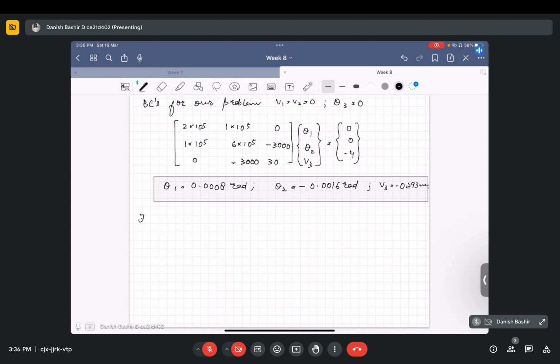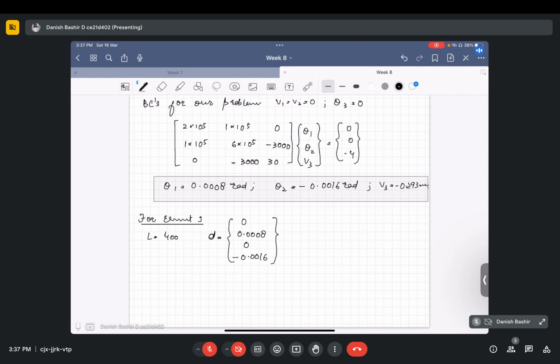So for element 1, we have to see what is given. The element length L is given as 400, and we have the nodal solution D. V1 is 0, theta 1 is 0.0008, V2 is again 0, and theta 2 is minus 0.0016. This is the nodal solution of this element.